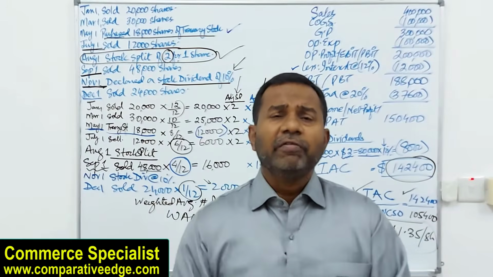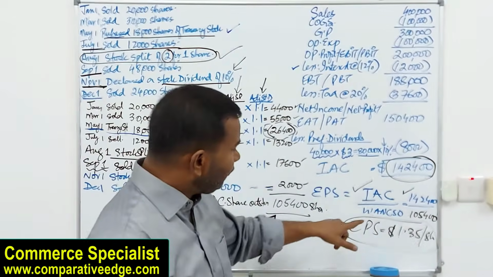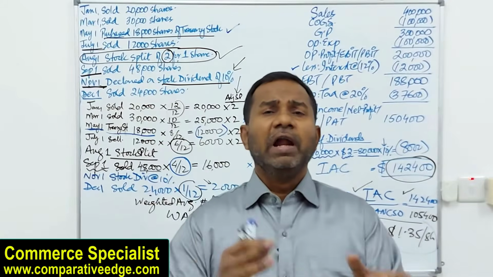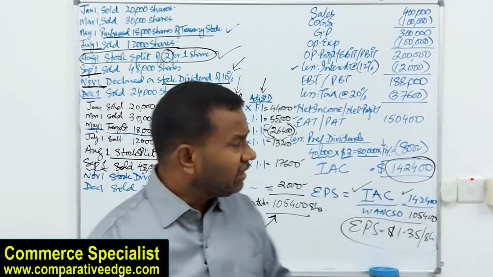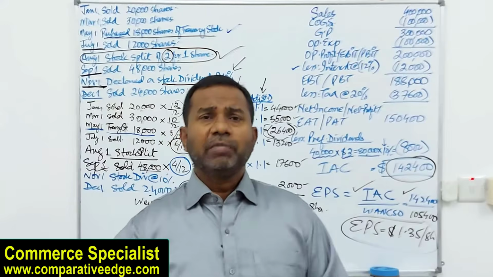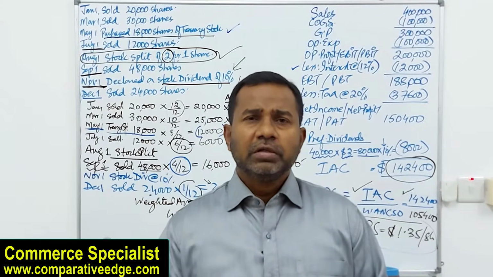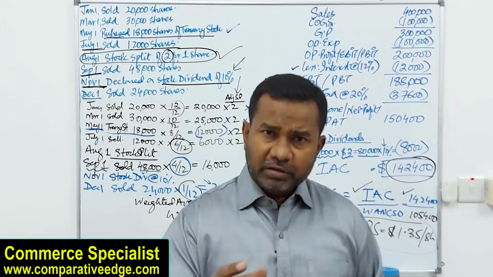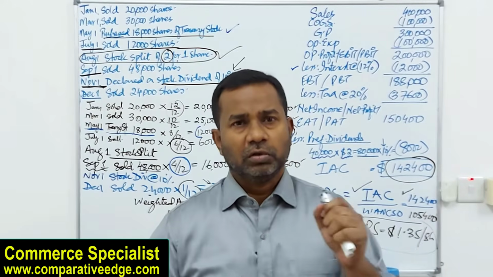Please remember, when warrants and options are exercised, when they convert into shares, the only effect is on the denominator. But when preference shares and convertible bonds convert into shares, the effect is on the numerator as well as on the denominator. So I'm going to explain to you how options, convertible preference shares and convertible bonds dilute the EPS. So let's look at them.